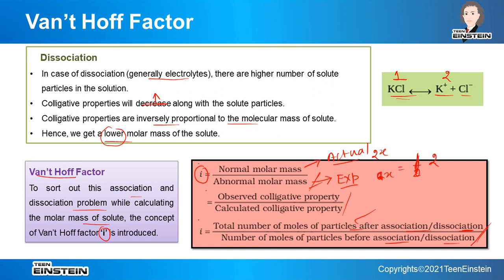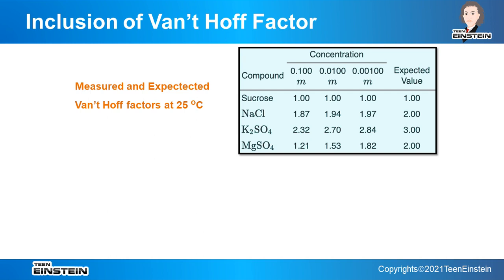Okay, now we will see some values of Van't Hoff factor. So here we have different concentrations of these solutions. Now sucrose is a non-electrolyte, temperature is constant, so whatever concentration you take, it doesn't matter because it will always be 1. We know that for electrolytes, that is NaCl, K2SO4, MgSO4, when you dilute the solution, there is an increase in dissociation. So that is why you will see that with decrease in concentration, the value of I is changing, it is increasing.